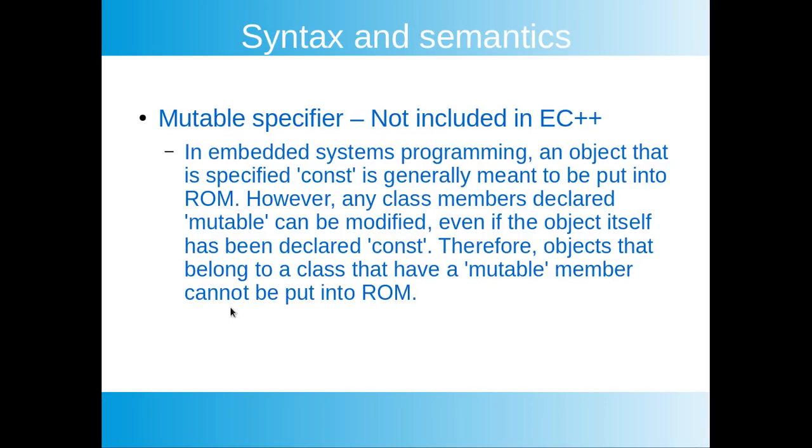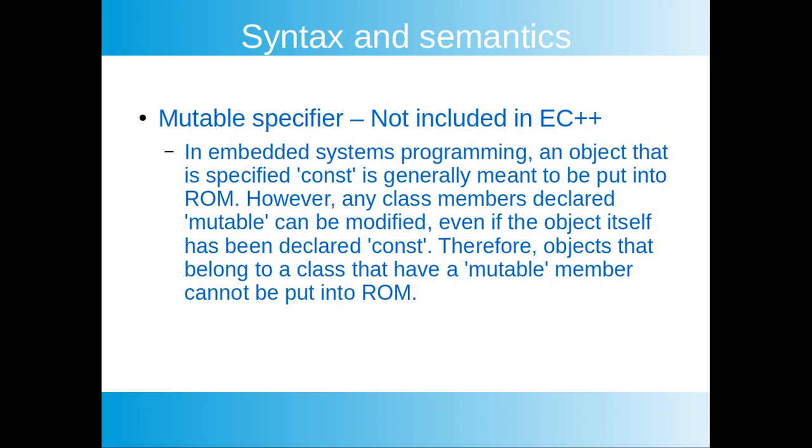Now we will move on to the syntax and semantics of embedded C++. I already said that embedded C++ is a subset of C++. It means that many of the features present in C++ won't be available in embedded C++. So we will see which features are not included in embedded C++. The first feature which is not included in embedded C++ is the mutable specifier.